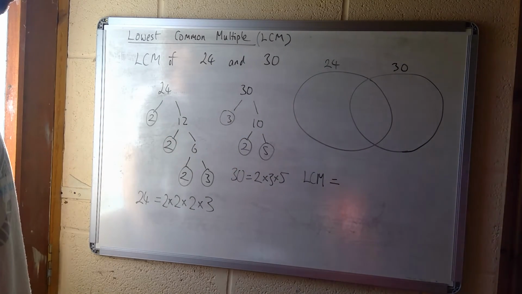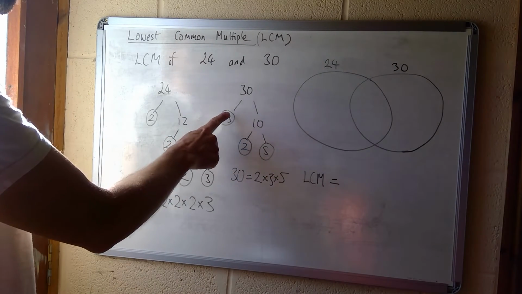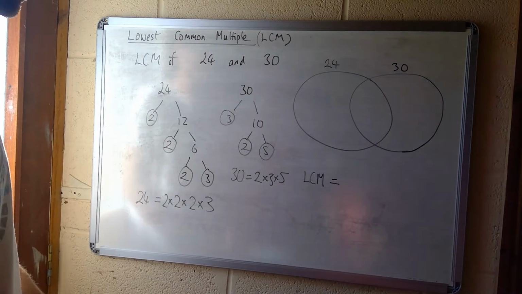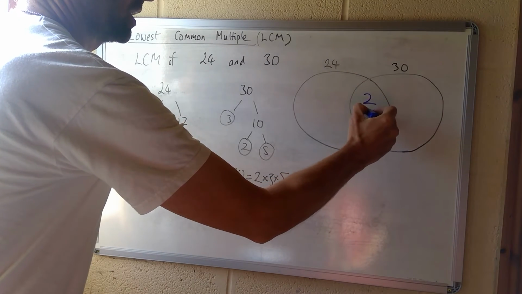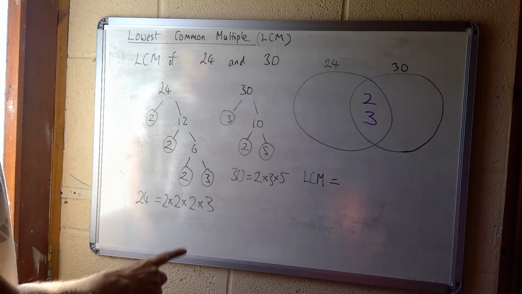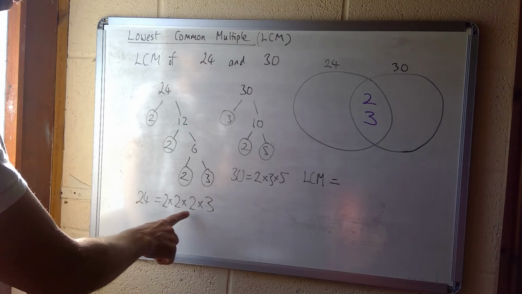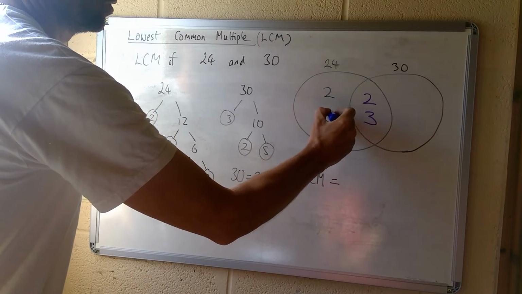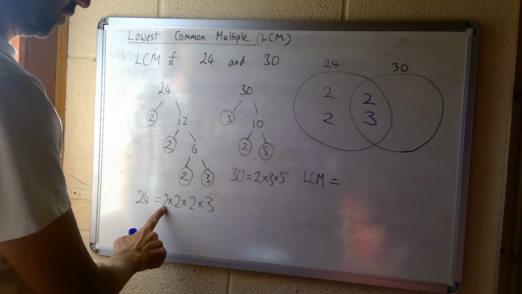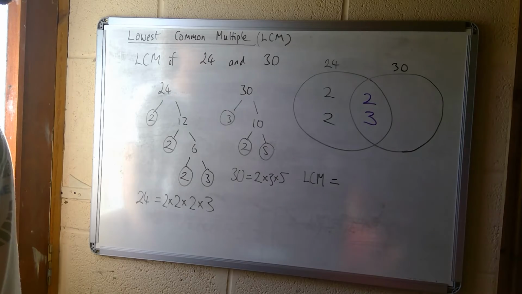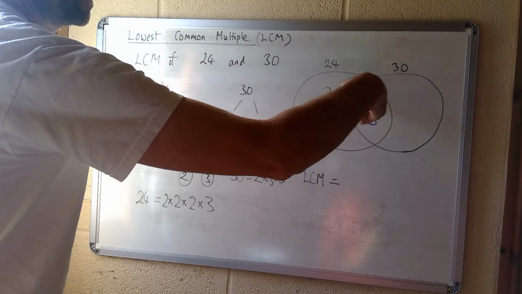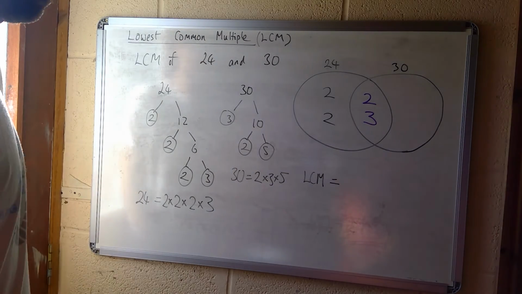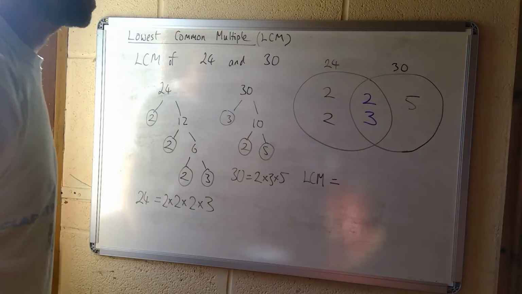I now need to populate my Venn diagram. So first of all, I'm going to look for numbers that are in both lists. So I've got a 2 and a 3 and a 2 and a 3. So they're going to go into the middle because they're in both lists. Coming back to 24 here, I've used 1, 2 and 1, 3. So I've got 2 2s. So now this circle contains all the prime factors of 24. This circle here must contain all the prime factors of 30. I've already used the 2 and the 3, so I've just got a 5 to put out here.